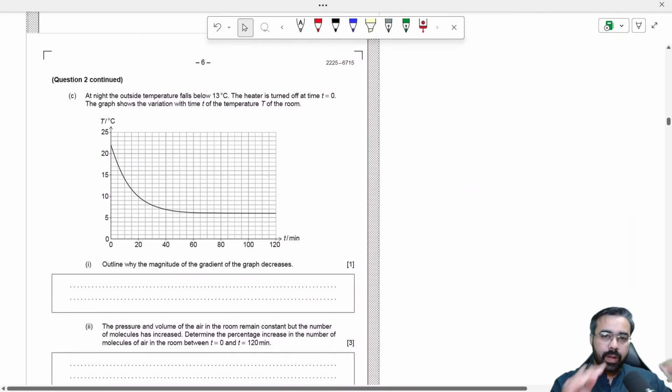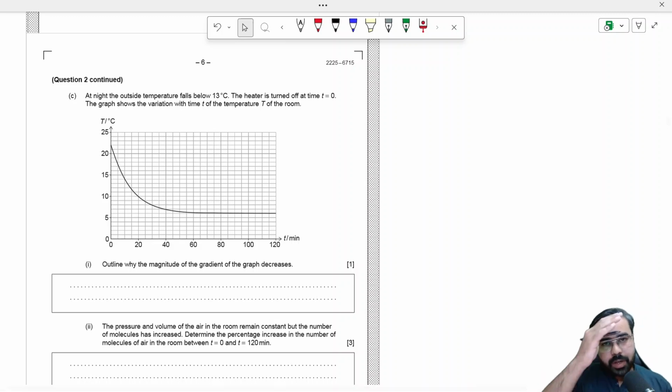So you see that when the heat is transferred from the inner side to the outer side, the temperature will obviously drop, but that temperature drop is not uniform. That is due to the heat mechanism, right? We see that the temperature drops following this negative exponential curve. In this question, we have to outline why the magnitude of the gradient of the graph decreases. That's very easy. You can draw the tangent line and you can see that the tangent line will become less steep. But let me show you.